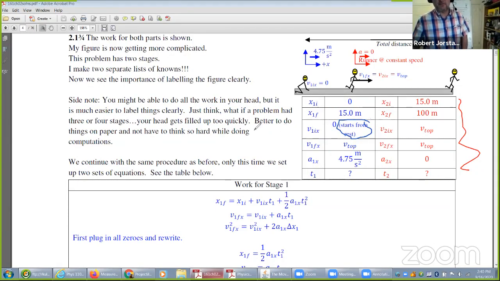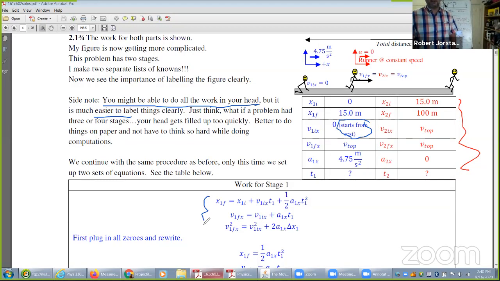I'm a big fan of trying to understand why. For example here, you might be able to do all the work in your head, but it is much easier to do this on paper. Okay, please follow the paper. So here's our equations, right?